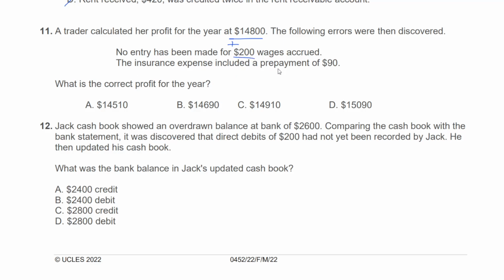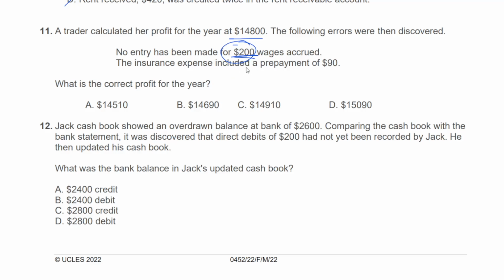The insurance expense included a prepayment of 90. Oh, wait a minute, sorry. No entry has been made for 200 wages accrued. Wages accrued means they're unpaid at the end, so they will be part of this year's expenses. We have to add them to the expenses, and when expenses increase, the profit will go down. Sorry. They will be part of our expenses this year because they belong to this year.